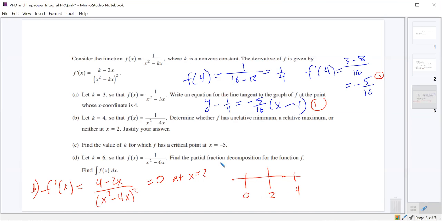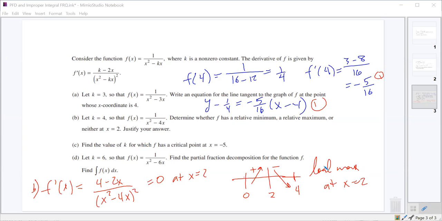So if you plug in 1 to your derivative, this becomes a positive in the denominator and a positive in the numerator, so increasing. Plug in 3, you get a negative over a positive, so decreasing. So it looks like you have a relative max at x equals 2, or local max. Easy enough. Another easy 2 points there. That one was pretty straightforward as well, I hope.